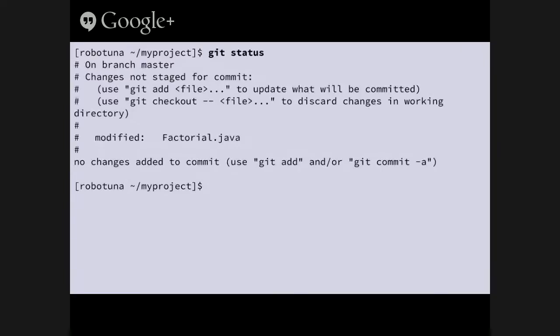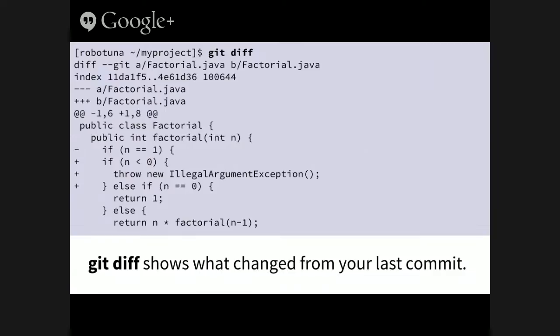I want to add a little bounds check in there. So now when I type in git status, it's going to say that factorial.java has been modified, but it's not staged for commit. So again, you have to always stage things. Now if you want to take a look at what's changed since your last commit, you can type in git diff, and it will show you what is called an inline diff. The minus signs tell you a line that was deleted, and the plus signs tell you what was added.